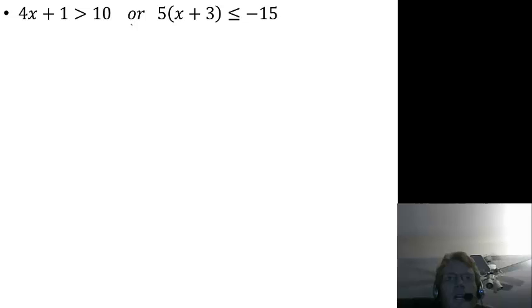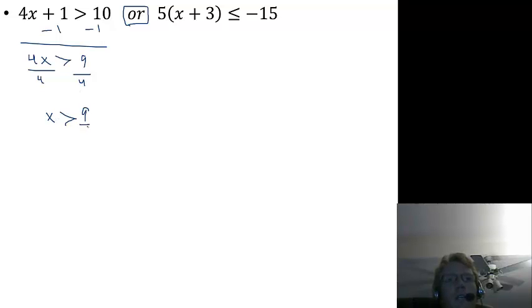Okay, our last example is an "or" statement. So remember, for an "or", either one or the other could be true. So we're looking for the union of the two solutions. So let's solve this one first. Minus 1, minus 1. 4x is greater than 9. Divide by 4, divide by 4. x is greater than 9/4. That's one answer. And then we have a big old "or".